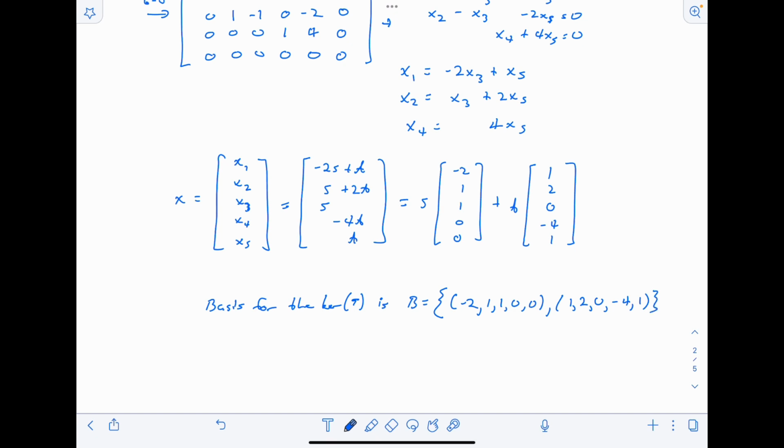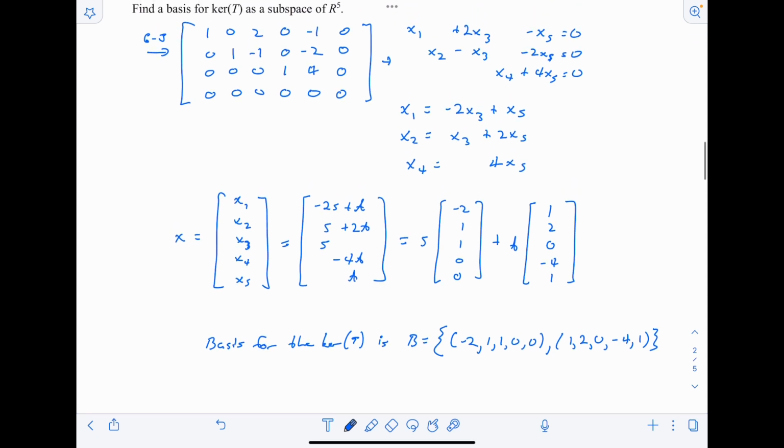All right, so very, very similar idea. When you're trying to find the kernel, basically you're getting the matrix into reduced row echelon form. You're setting up those equations based on that form, and then using the s's and t's as appropriate to put it into these column matrices, which then represent your basis.